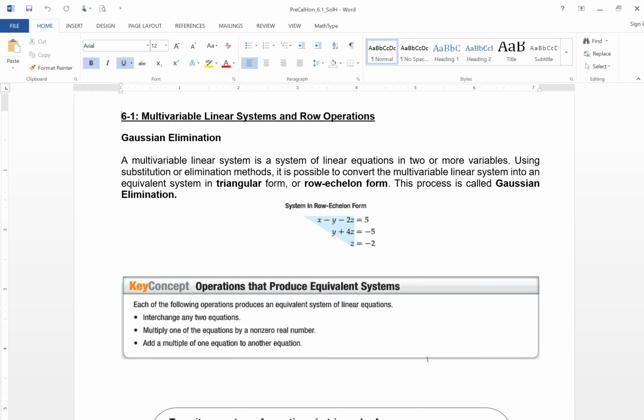Okay, so previously you had solved systems of equations.